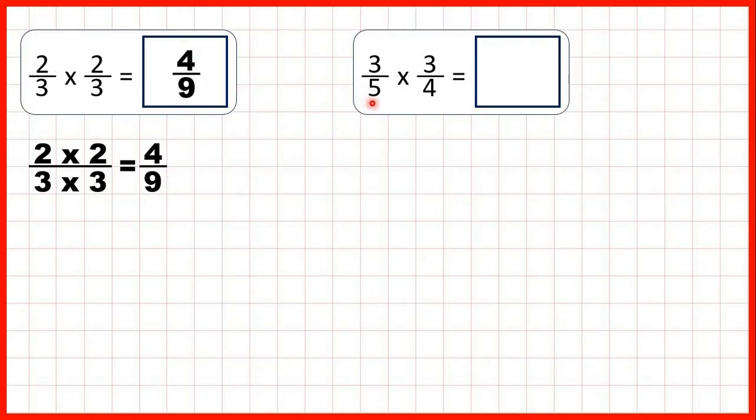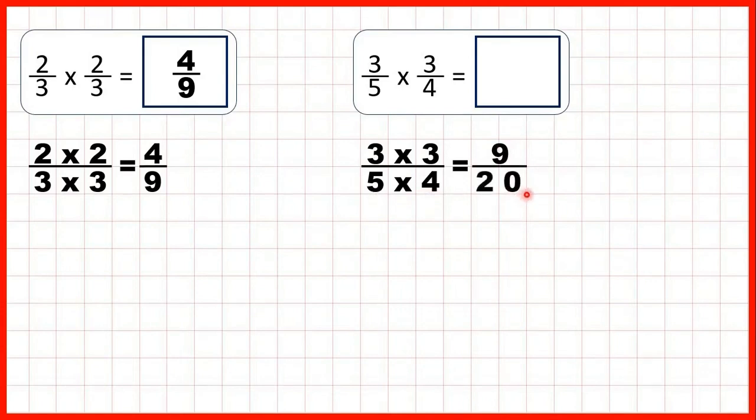Now we have 3/5 times 3/4. So again, we just multiply the numerators. 3 times 3 is 9, multiply the denominators. 5 times 4 is 20, so our answer is 9/20.